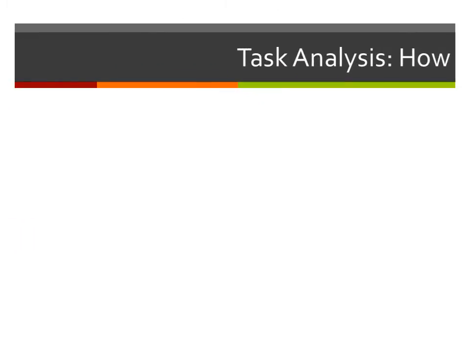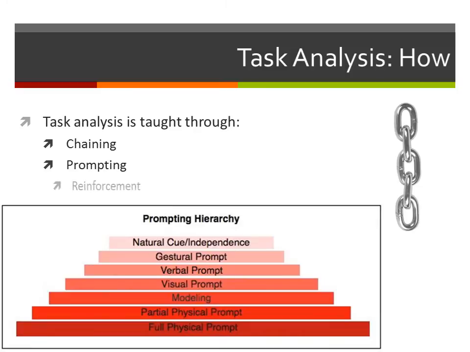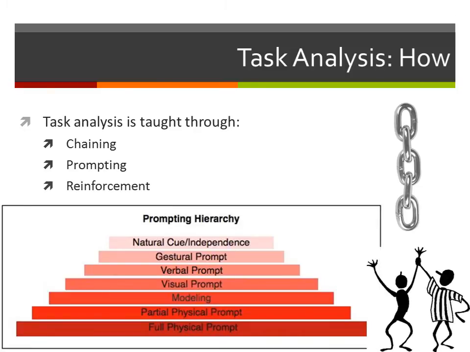So now we know what task analysis is, but how do we teach it? This can be taught through chaining, prompting, and reinforcement. There are different types of chaining that might be used: forward, backward, and total task presentation. As you can see in the diagram, there are also different types of prompts that can be used to help the students learn each individual task. The prompts on the top are the least intrusive prompts, and they increase as you get to the most intrusive prompt at the bottom, the full physical prompt. We'll come back to describing each of the prompts a little bit more in depth.